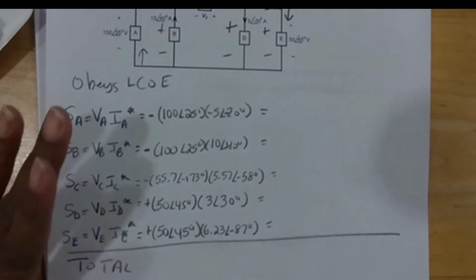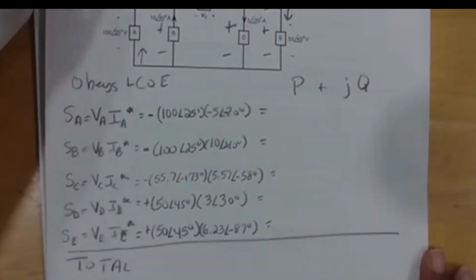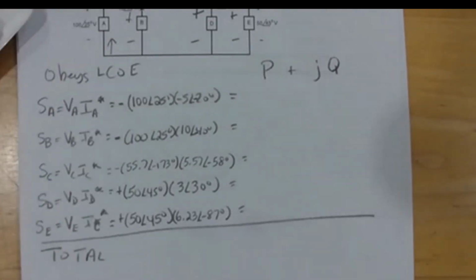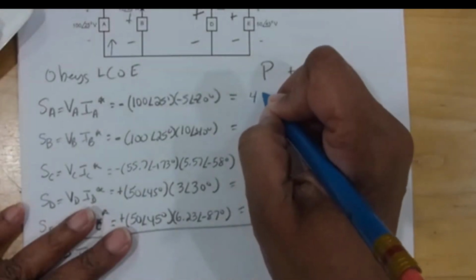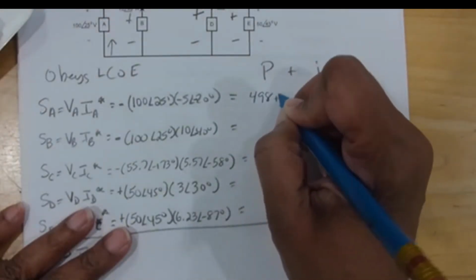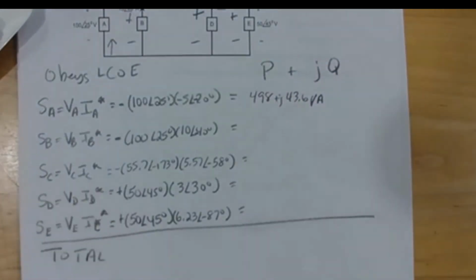It's easier for you to see in rectangular form. So I'm actually going to write the answers in rectangular form instead of polar form so that you can see the power plus J, the average power plus J times the reactive power. So for SA, this ends up being 498 plus J, 43.6 volt amperes.